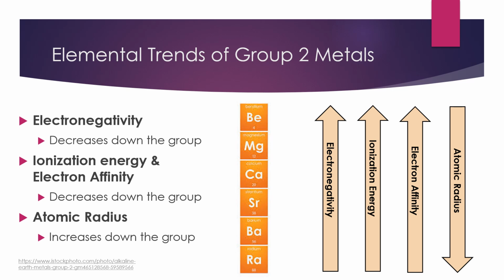So electronegativity decreases down the group. Ionization energy and electron affinity also both decrease down the group, and the atomic radius will increase down the group. It's important to note that these trends are just general, and there are, of course, exceptions to this. So, for example, the ionization energy of radium is actually slightly higher than barium, making that one of the exceptions.